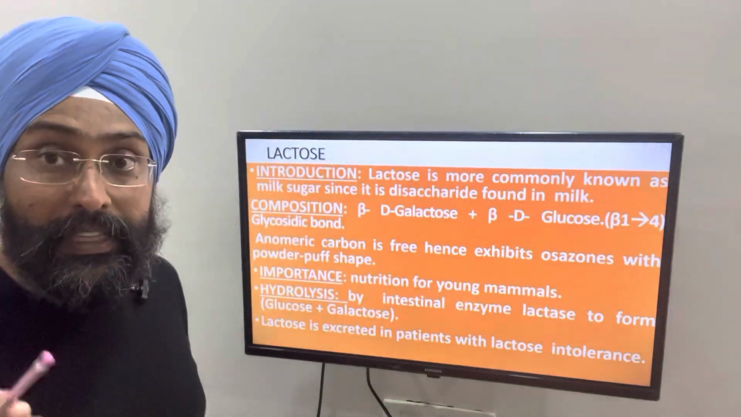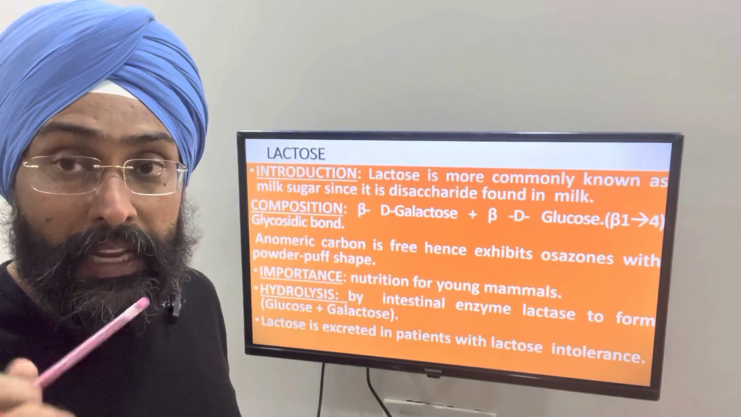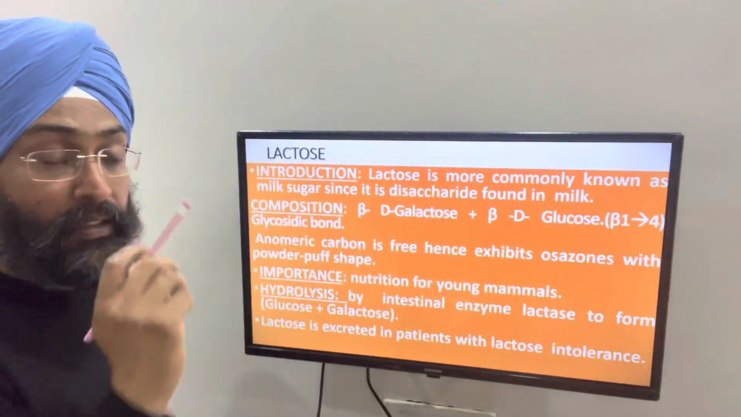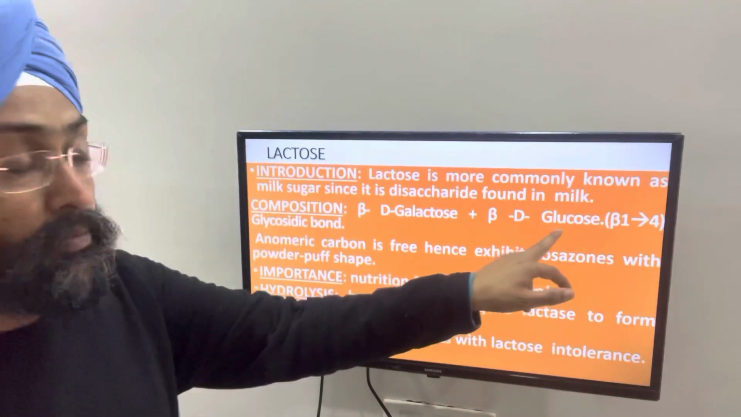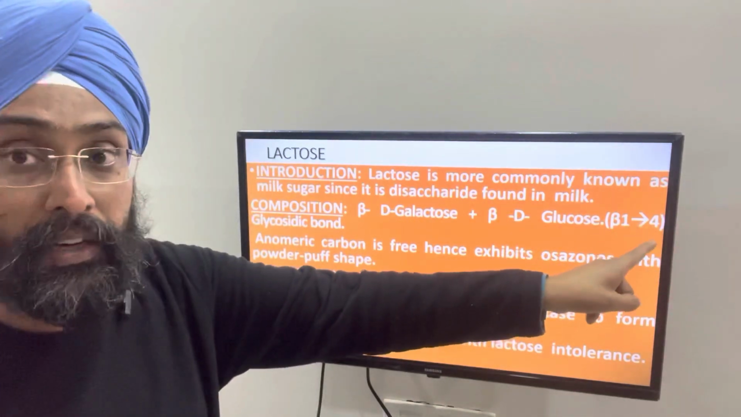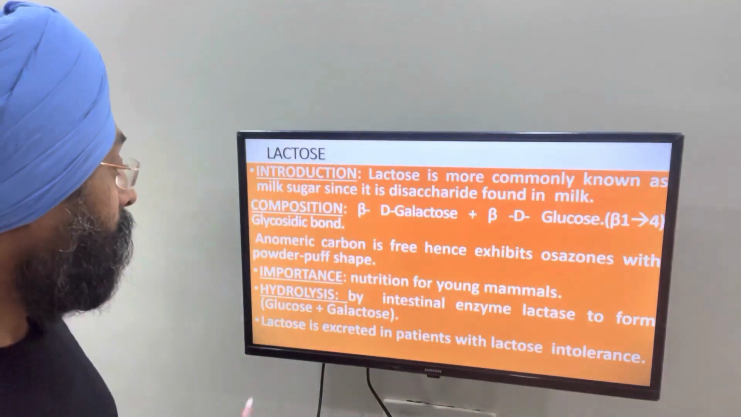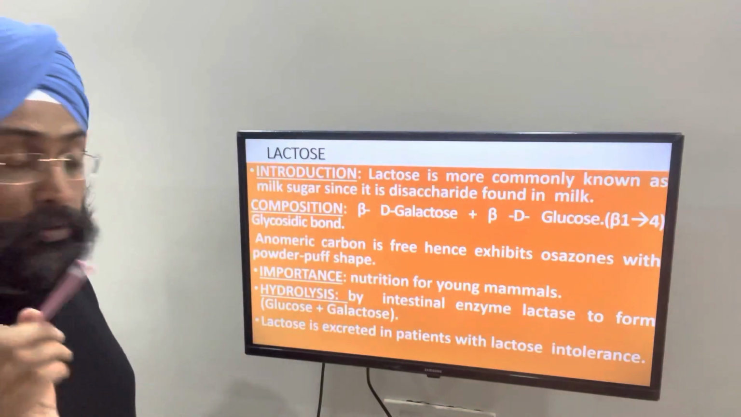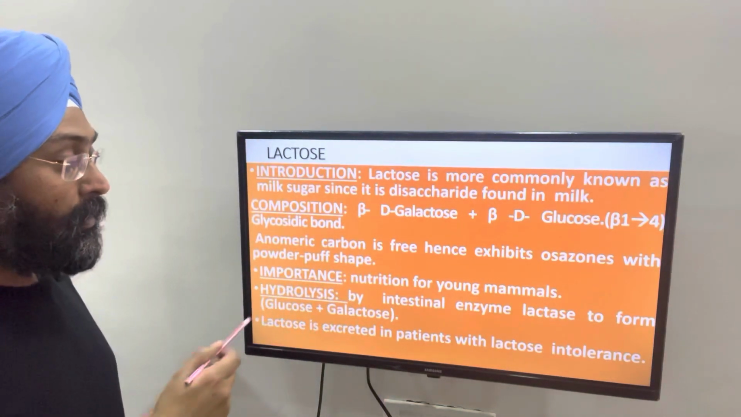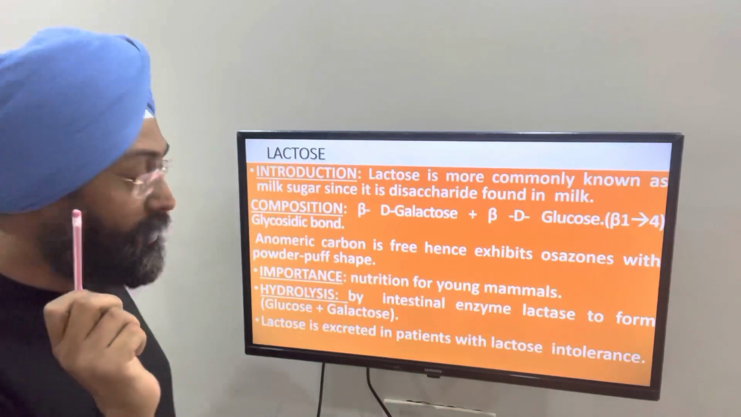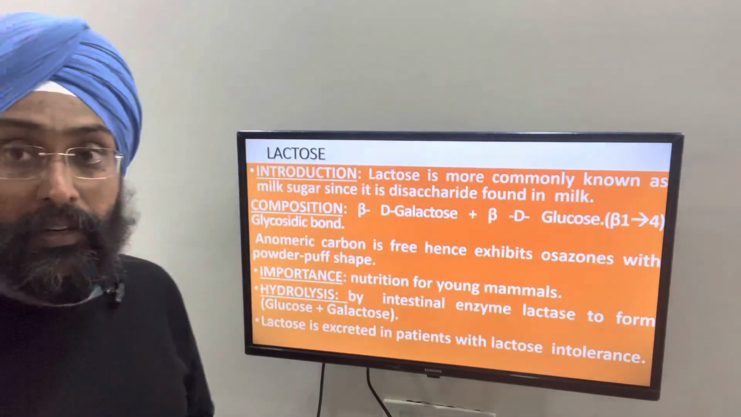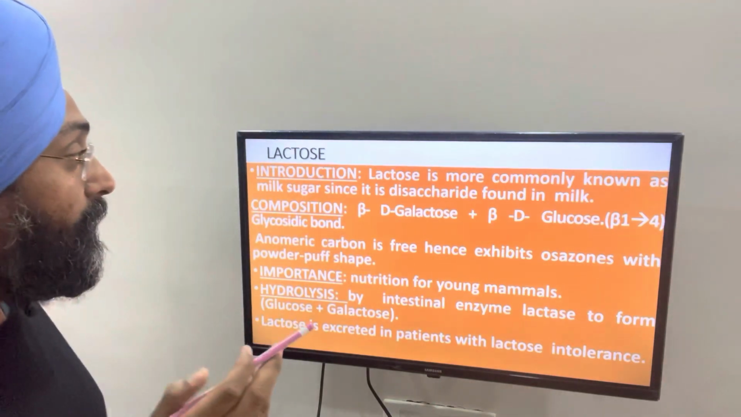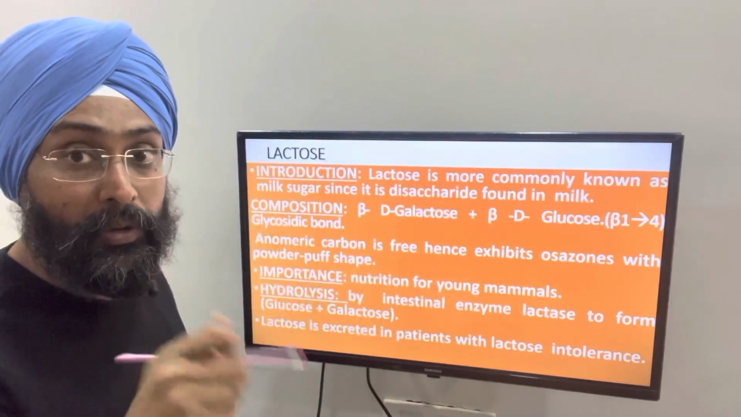Now coming on to our second molecule, lactose, commonly known as milk sugar, right? The code is Lg. L for lactose, G for the two G's, the two G's are glucose and galactose. The galactose molecule will come earlier, then comes the glucose molecule. The bonding is beta 1,4. Both are in beta form. The anomeric carbon is free, so it exhibits osazone formation. The osazones are powder puff in shape. Importance: it provides nutrition for young mammals. Hydrolysis: lactose is hydrolyzed by lactase. Lactase breaks down lactose to finally yield galactose and glucose, and a molecule of water is released.